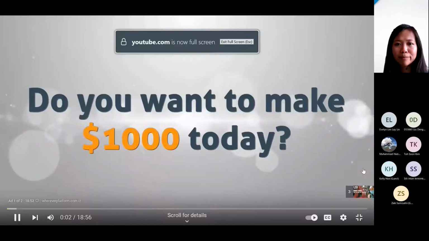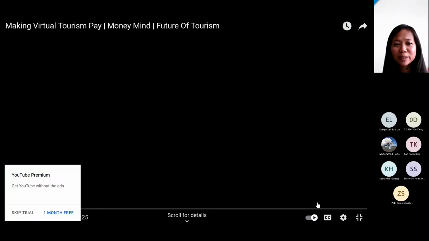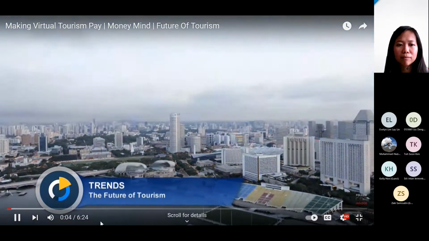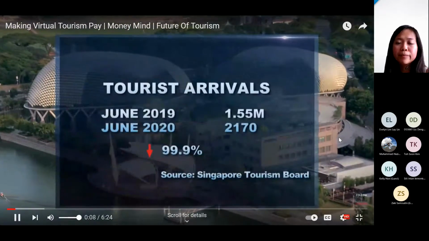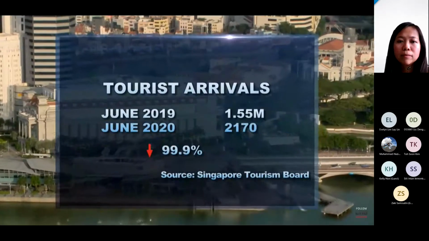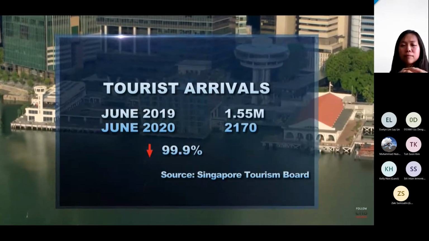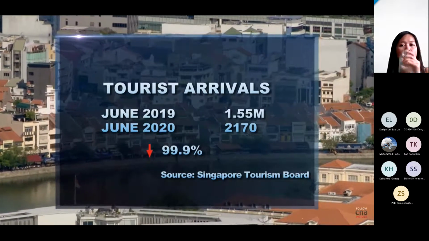Do you want to make $1,000 today? And then $1,000 a day? Since late March, Singapore's borders have been shut to short-term visitors. In June 2019, there were 1.55 million tourist arrivals. In June 2020, slightly over 2,000. That's a 99.9% drop year on year.